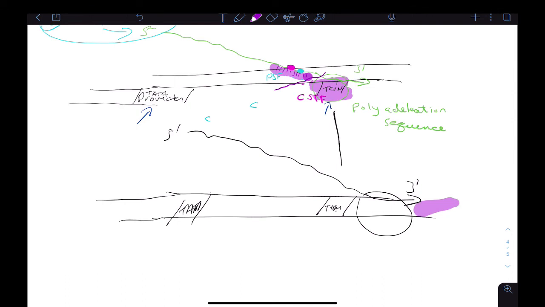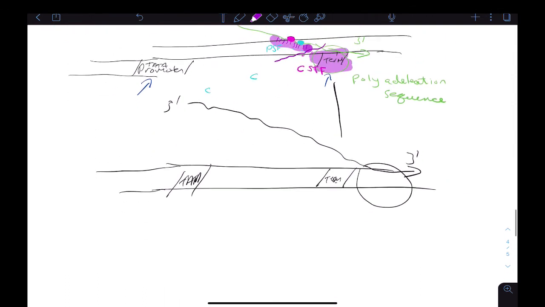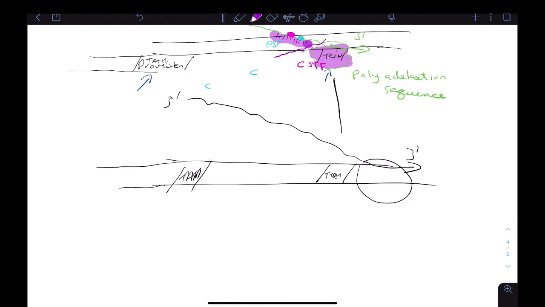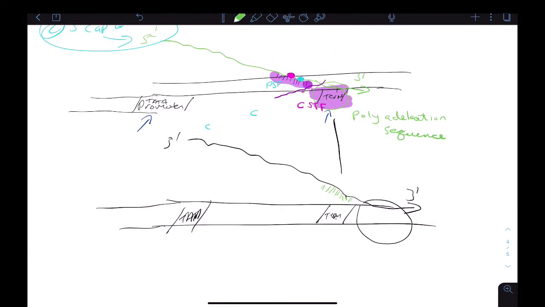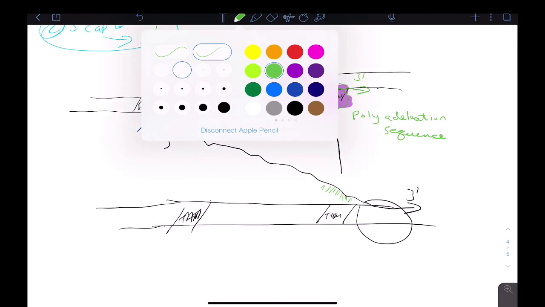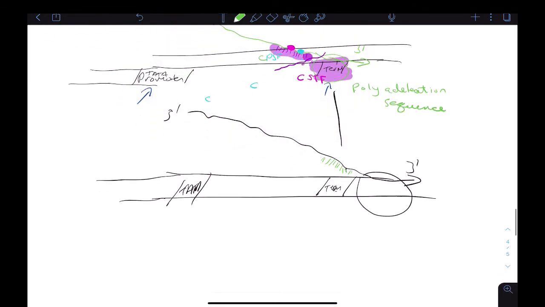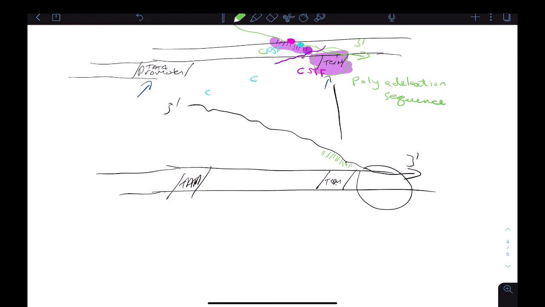Now let's come back over here. We'll focus back on this part. So we had our sequence over here, this polyadenylation sequence that's present. And remember what we said, we had the CSTF and the CPSF. They ended up coming and attaching over here. So let's just draw that out again. There we go. We're back over here with that.